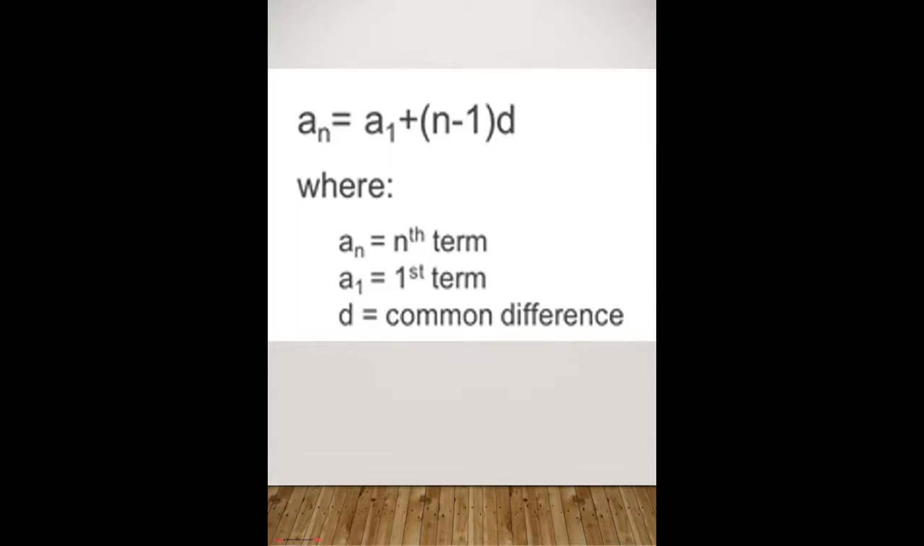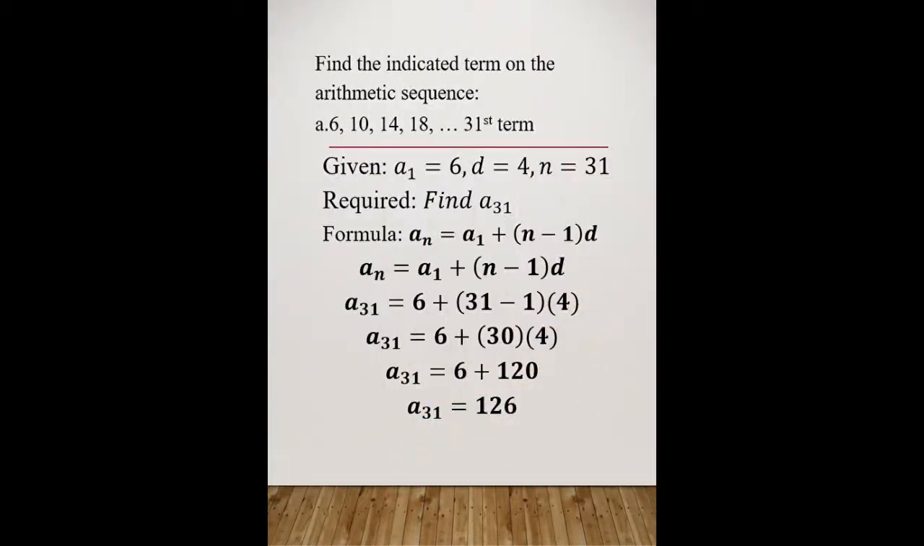So let's have an example. Find the indicated term of the arithmetic sequence 6, 10, 14, and 18. Find its 31st term. In the problem, the given is a sub 1 is 6, the first term. The common difference is 4, so you are generating the sequence by adding 4 to the previous term. And since you are looking for the 31st term, the number of terms in that sequence would be 31, and you are required to find a sub 31.